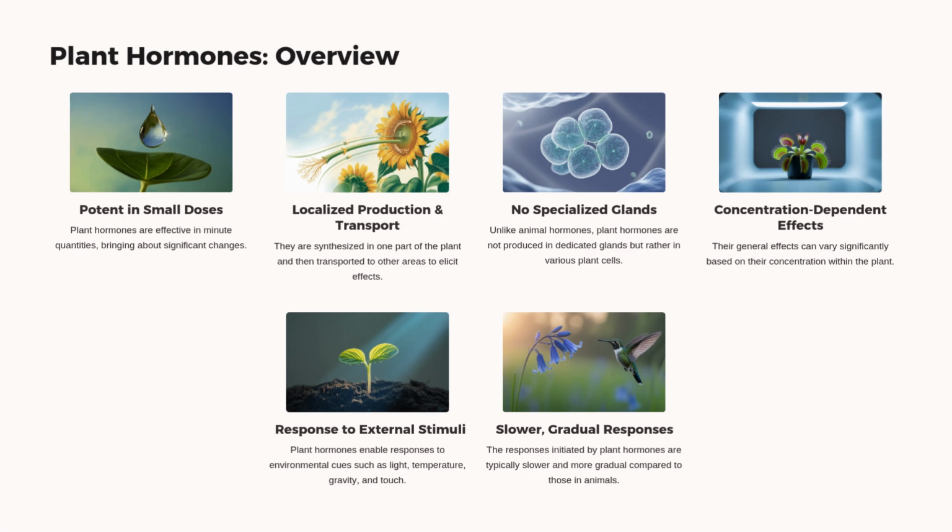Concentration-dependent effects. Their general effects can vary significantly based on their concentration within the plant. Response to external stimuli. Plant hormones enable responses to environmental cues such as light, temperature, gravity, and touch. Slower, gradual responses. The responses initiated by plant hormones are typically slower and more gradual compared to those in animals.